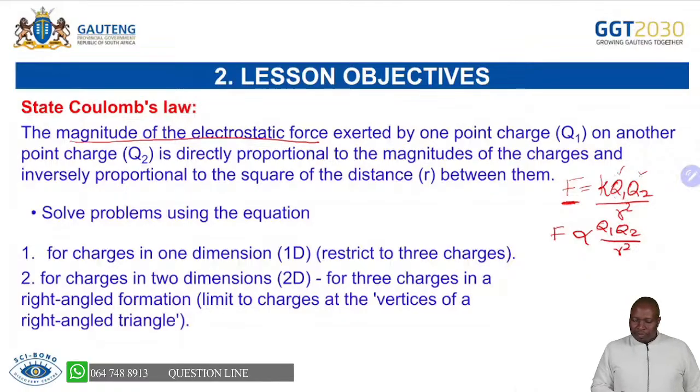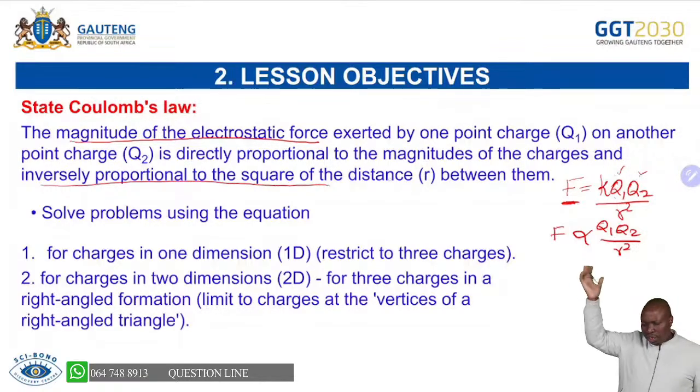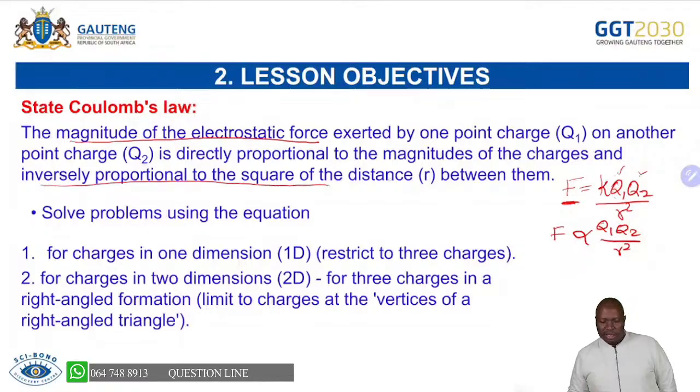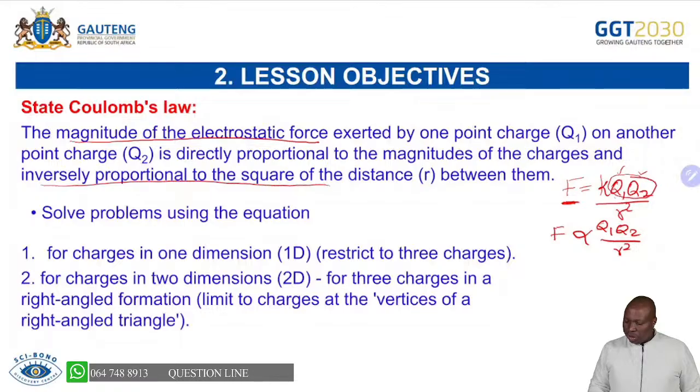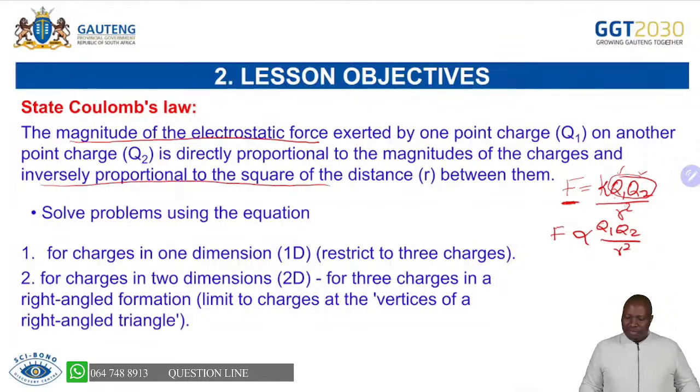But it is inversely proportional to the square of the distance between them, which means when the distance increases, the electrostatic force will decrease. Remember, the magnitude of the electrostatic force is directly proportional to the magnitude of the charges Q1 and Q2, and inversely proportional to the square of the distance between them. So always remember how to state Coulomb's law.